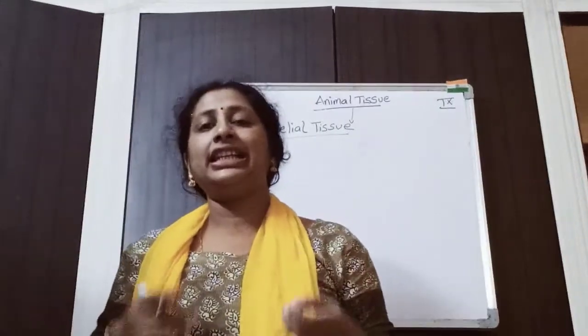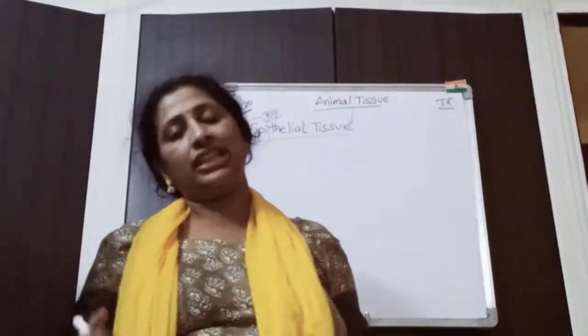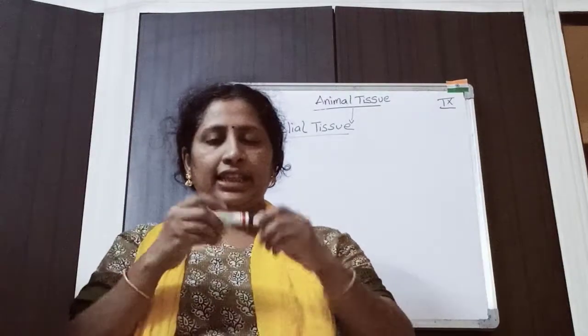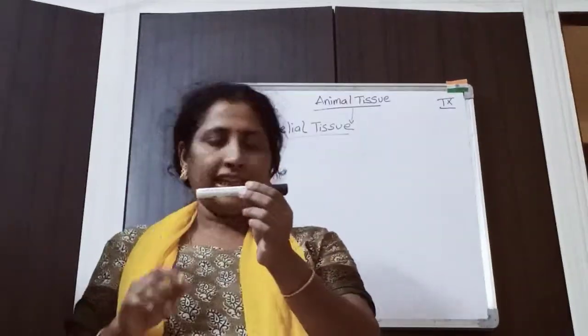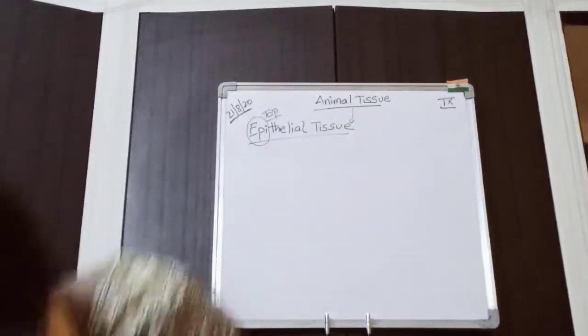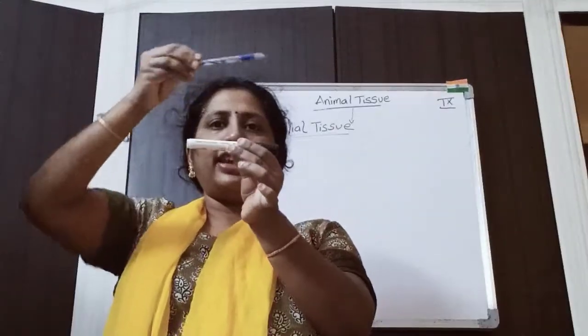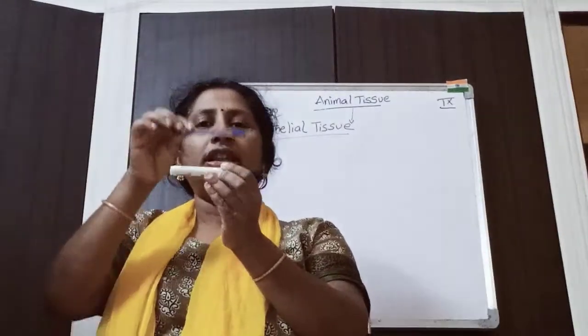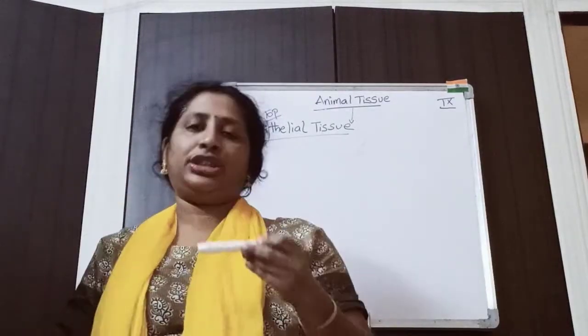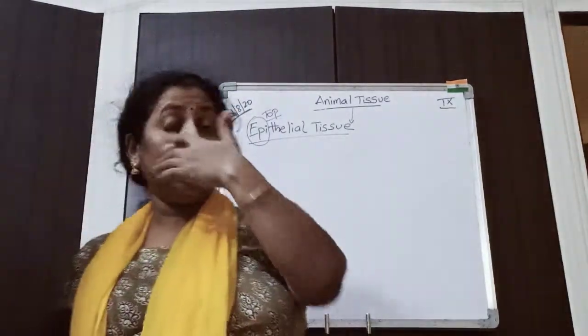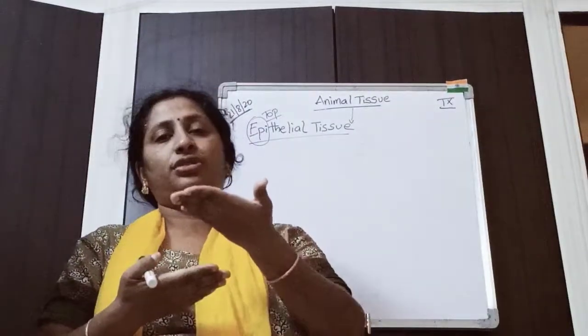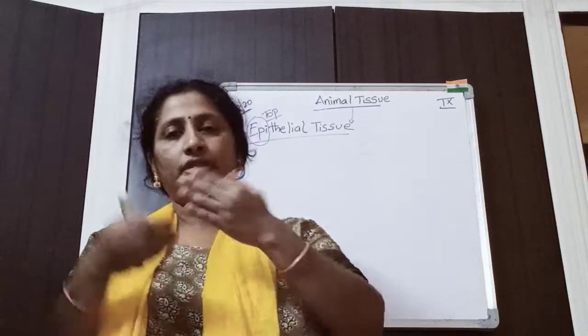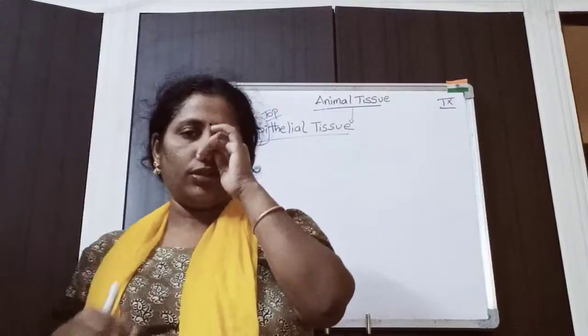Epi means top. So epithelial tissue means it is a tissue which is present on other tissues. Suppose this is some other tissue, and on it this is present. This is our epithelial tissue. It is present on the upper side of another tissue, the topmost tissue. That is why the name epithelial tissue.